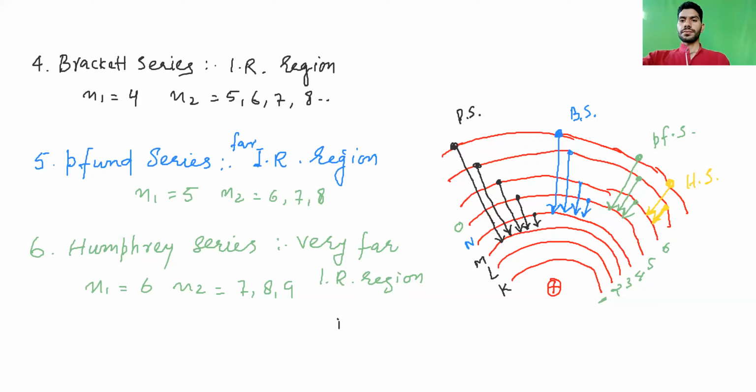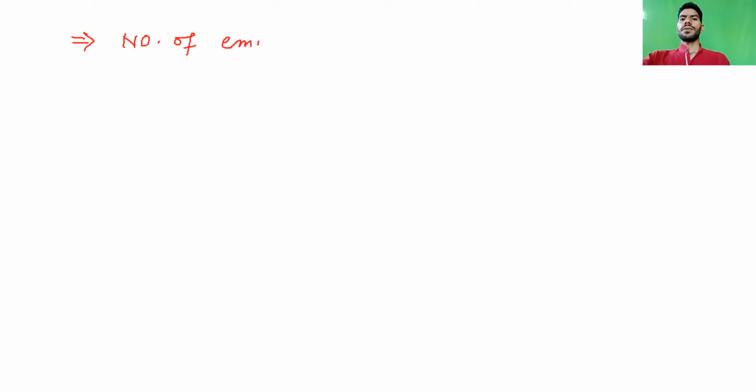Okay, so now here you have to remember how many emission lines you will get. There is a formula to calculate the number of emission lines. This formula is very important for competitive exams like NEET. So how many emission lines will you actually observe in the spectra of any element? That is given by the formula which you have to remember.